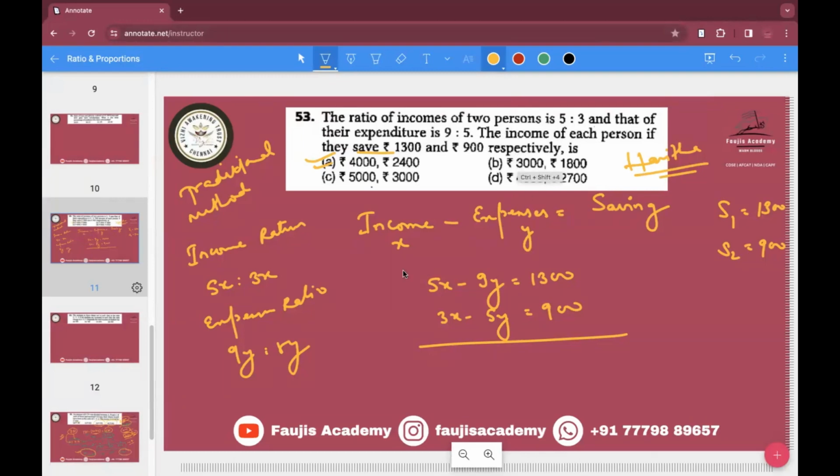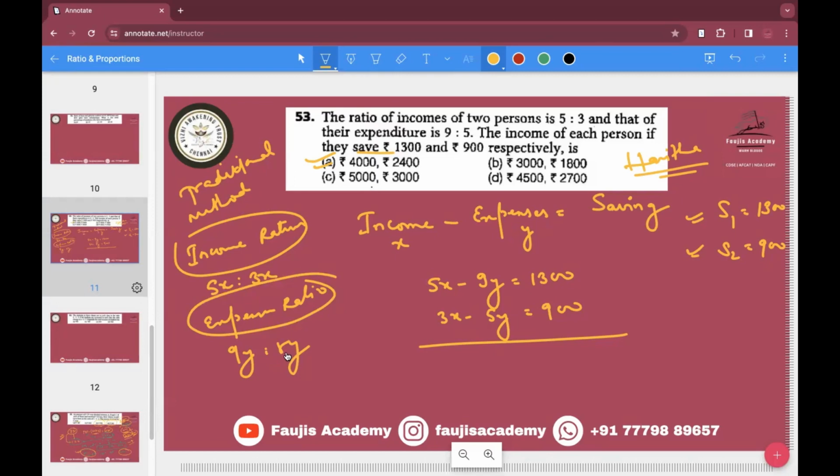So look, guys, income minus expenses is equal to saving. The first person is saving 1300 rupees. The second person is saving 900 rupees. Right? We don't know how much their income is, so we have assumed that their multiplying factor is x. So the incomes of the first and the other person will be in the ratio of 5x to 3x. And their expenses are in the ratio of 9y to 5y.